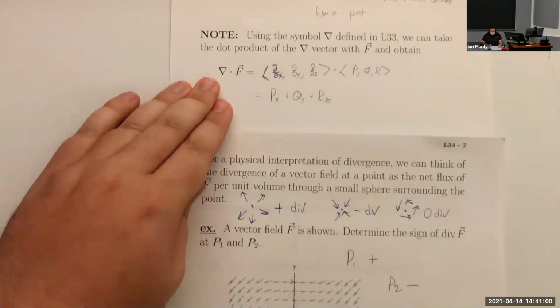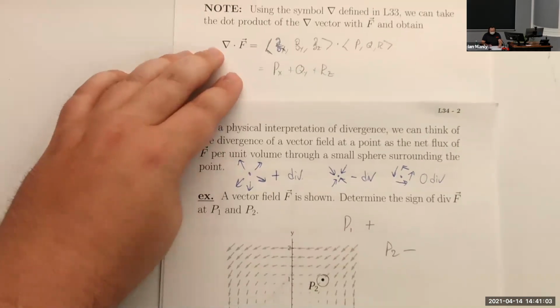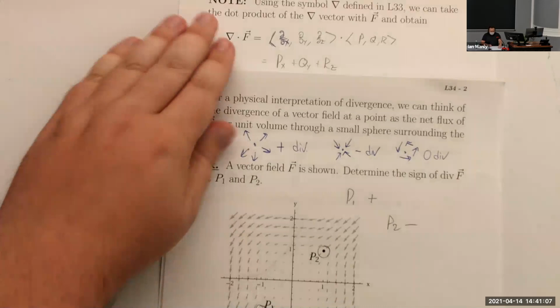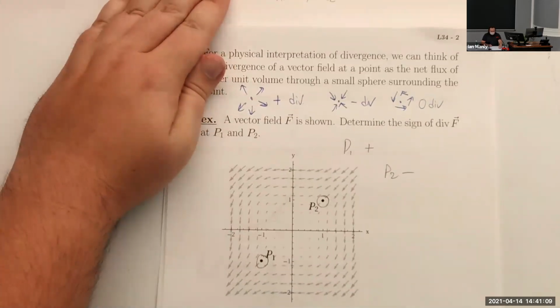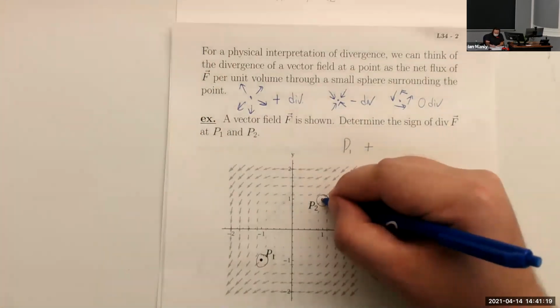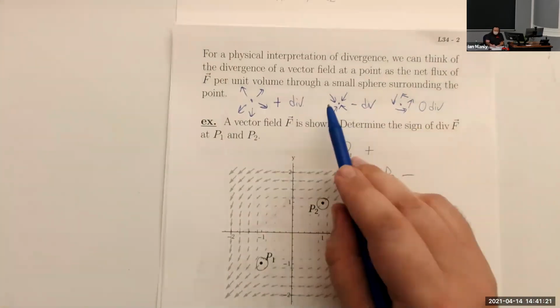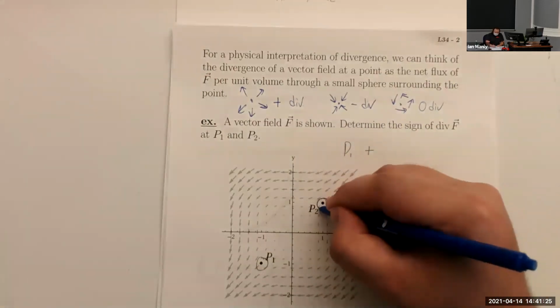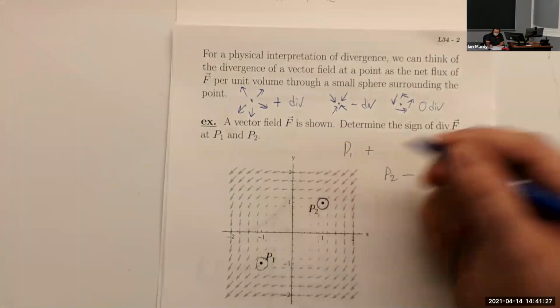All right, so let's put this intuition to the test. Let's say we have this vector field F, and it's shown in this picture right here. I already gave the answers on my page, but determine the sign of the divergence of F at points P1 and P2. All right, now let's take a look at P2. So P2 is right here. Remember, we're drawing a small little sphere, or since we're in 2D, a circle around our point.